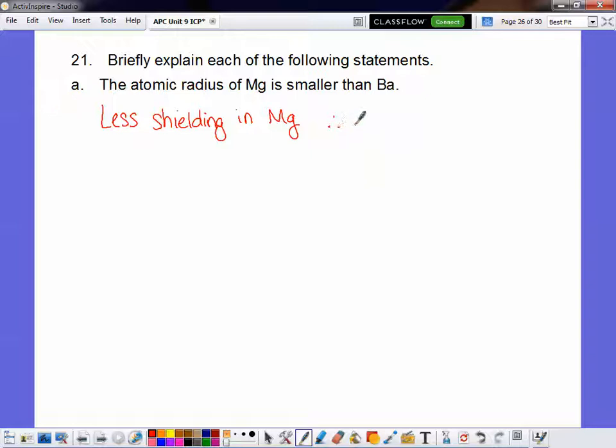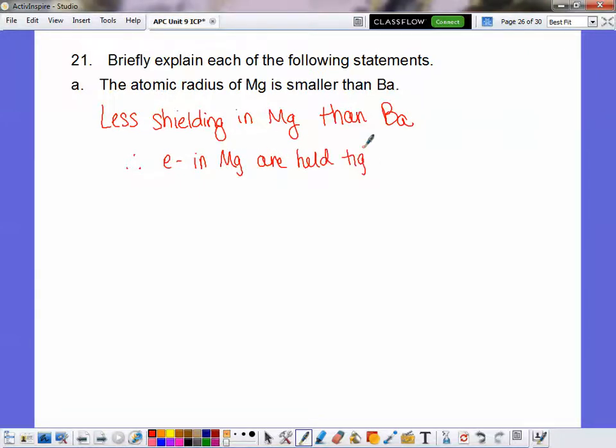Therefore, let me back up. For these types of questions, when you're answering them, make sure you reference both atoms, okay? There's less shielding in magnesium than barium. Therefore, the electrons in magnesium are held tighter than in barium. So the Mg atom is smaller.